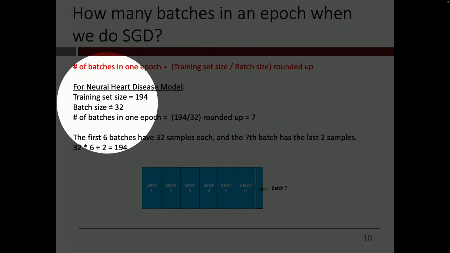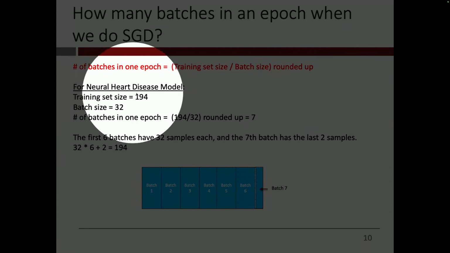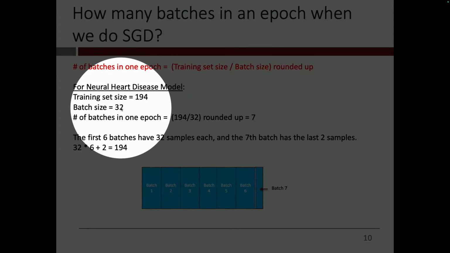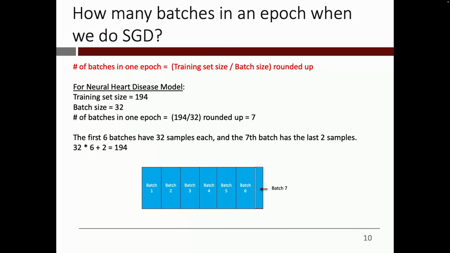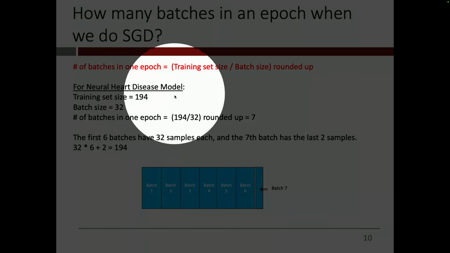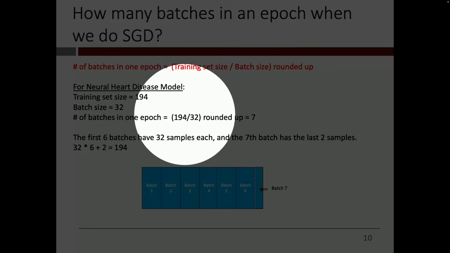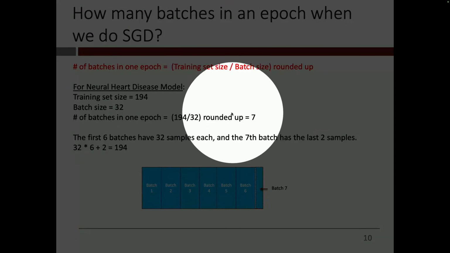So for example, as you will see in the Colab, our training set is going to be 194 patients. And then we're going to choose a batch size of 32, and we typically tend to choose batch sizes of 32, 64, and things like that, because it aligns very well with the nature of the parallel hardware we're going to use. So divide 194 by 32, you get 6 point something, you round it up to 7.